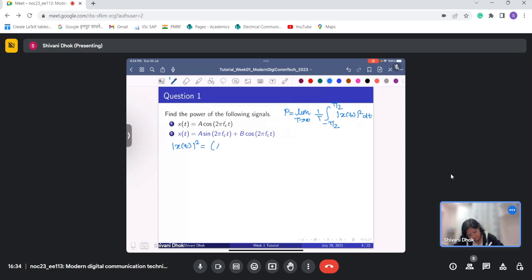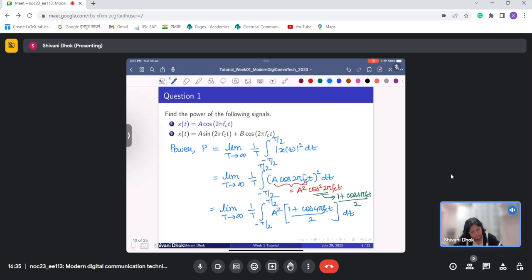So this will be a square sine square 2 pi fct plus b square cos square 2 pi fct plus 2ab sine 2 pi fct cos 2 pi fct. Now previously in this question also we had written cos square 2 pi fct as 1 plus cos 4 pi fct. Similarly we can write sine square 2 pi fct as 1 minus cos 4 pi fct.